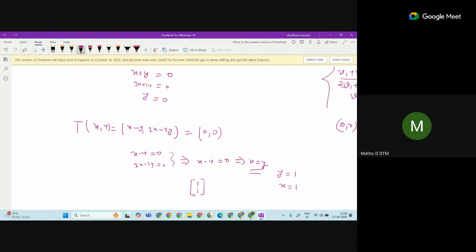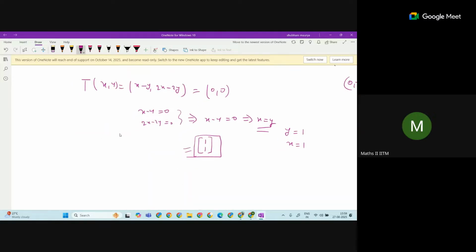Okay. So whatever the vector you got, this vector is a basis element of the null space. So the null space here is nothing but the set of (x, y) where x is equal to y. This is your null space, because this is what it is, x is equal to y. And the basis is going to be this vector, whatever you got as the solution. This is your basis of the null space.